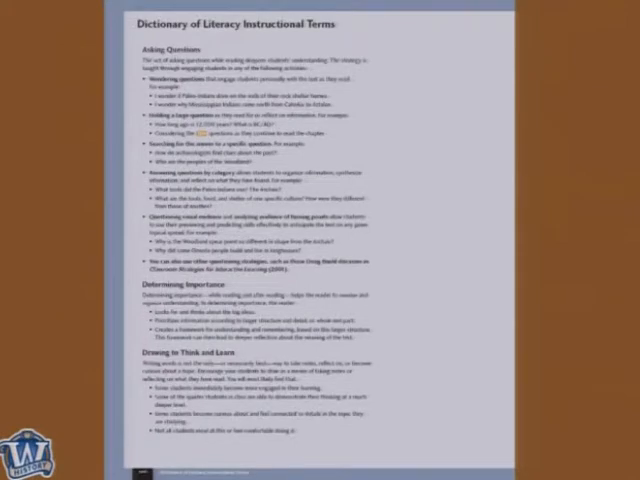Then we include a dictionary of literacy instructional terms, so if there's anything that one of the literacy specialists has suggested that's unfamiliar to you, you'll have a place to go to see. This is several pages where each of the terms is actually given with a fuller explanation.